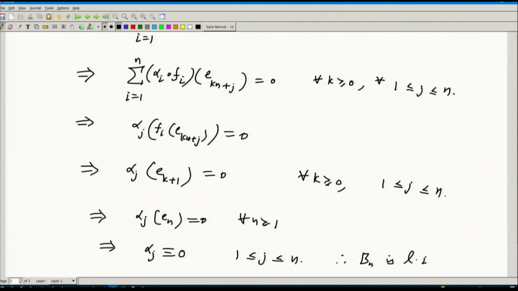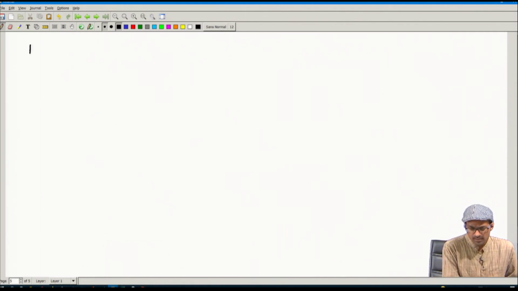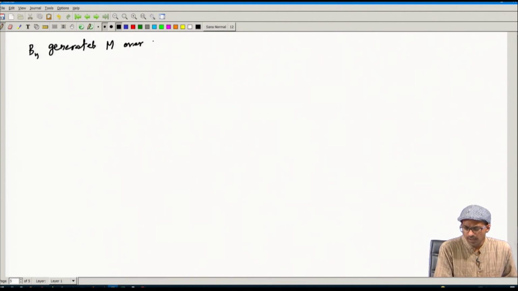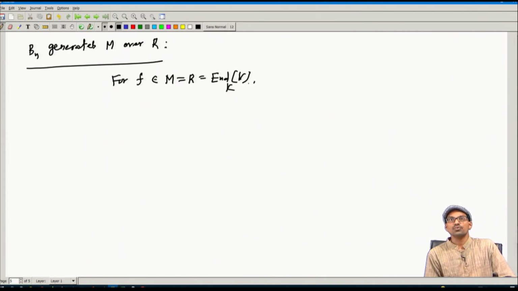Now, we will show that Bn spans, Bn generates M over R. That means that if I take any f belonging to M, where M is the same as R, but this is the same as End of V, of course, the k linear maps from V to V.